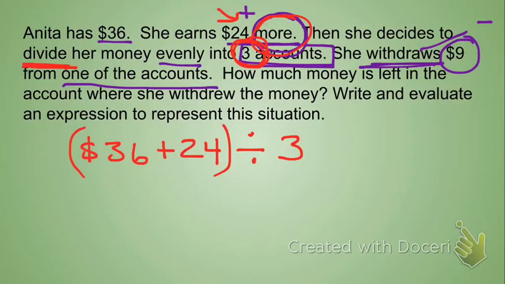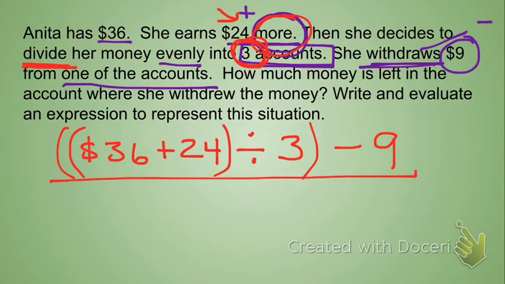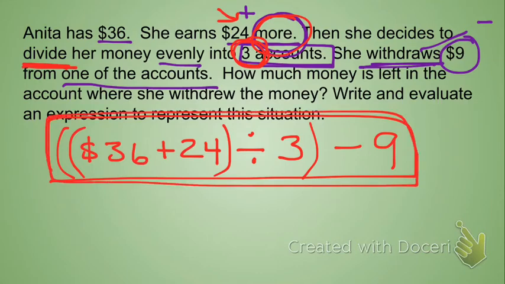Now, it says she withdraws $9 from one of the accounts. So she took this money, divided it into the 3 accounts, and then she took $9 away from that. So I need to put another parenthesis and minus 9 from it, because that's how much she took away. So our expression, this is our expression right here. Now let's solve for this expression.